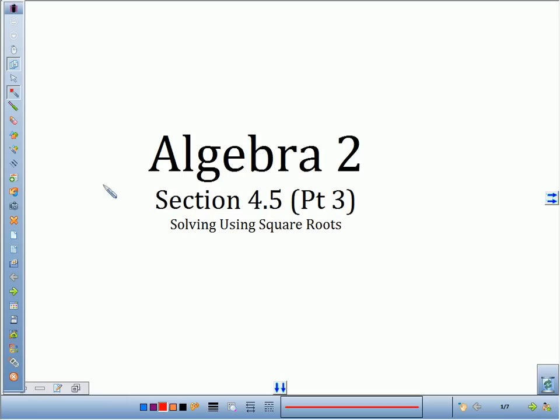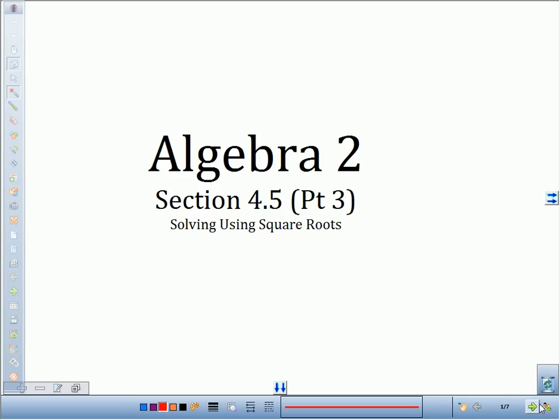These are the notes for Algebra 2, Section 4.5. This is actually Part 3 of Section 4.5, and this part deals with solving equations using square roots. Now, using square roots to solve equations is something different than what we've dealt with before, so we want to look at the peculiarities that pop up when we use them.